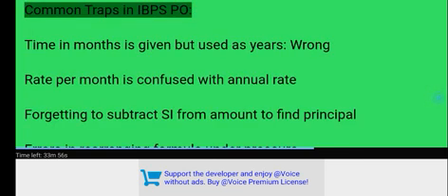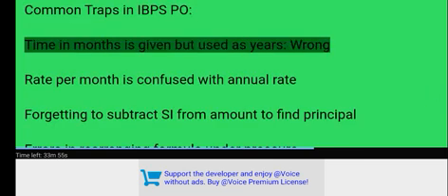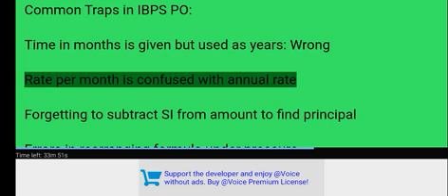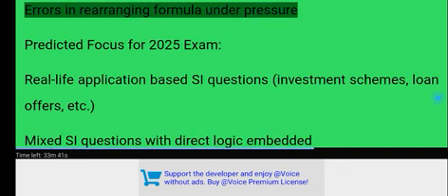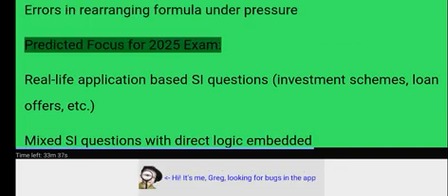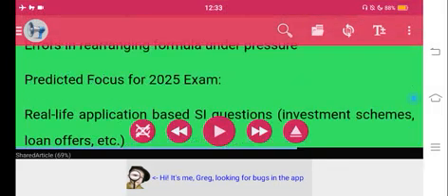Common traps in IBPS PO. Time in months is given but used as years, which is wrong. Rate per month is confused with the annual rate. Forgetting to subtract SI from the amount to find the principal. Errors in rearranging the formula under pressure. Predicted focus for the 2025 exam.